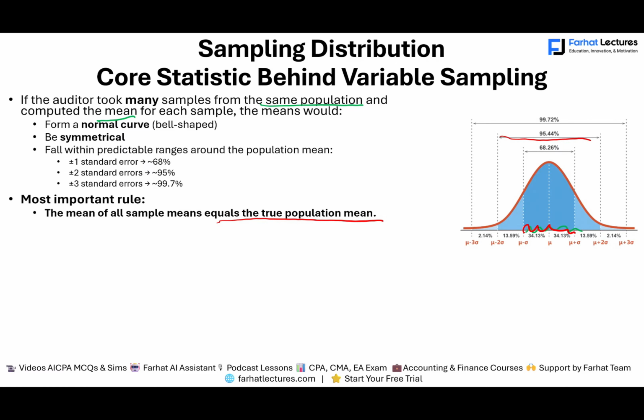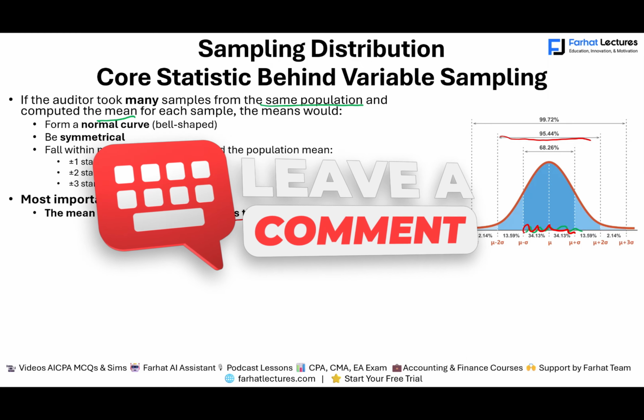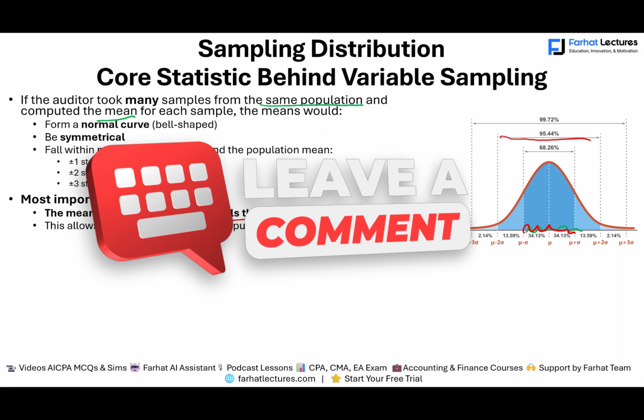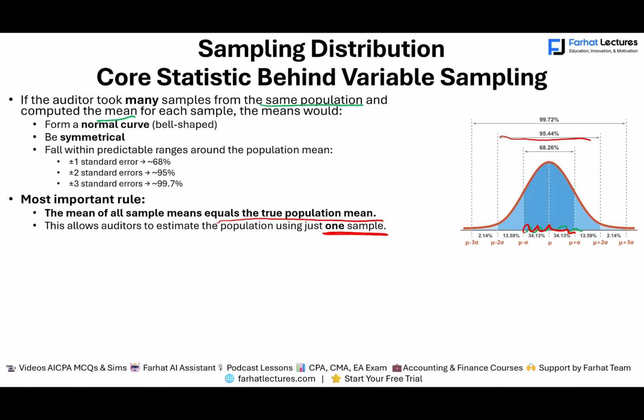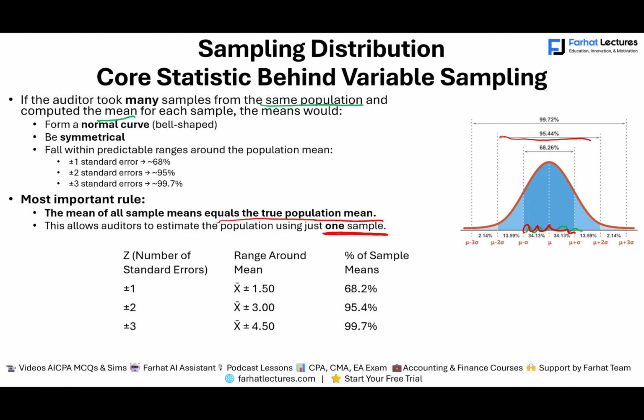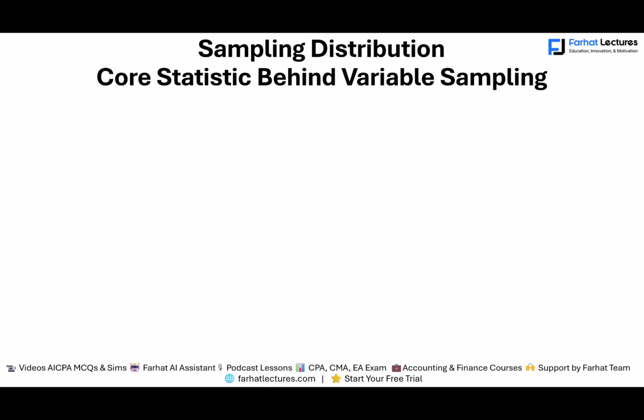It means if we take the mean of all sample means... are we going to look at all sample means? No way. We're only going to select one. This allows the auditor to estimate the population using one sample, because if we keep on sampling, we're going to get to the same thing. Therefore, we only need to take one sample as long as the population is normal. Keep in mind, the further you stretch the range, if Z equals 3, the more sample means will fall inside of it. If Z equals 3, you're going to find 99.7%. Now, the best way to illustrate this is to work an actual example with numbers.